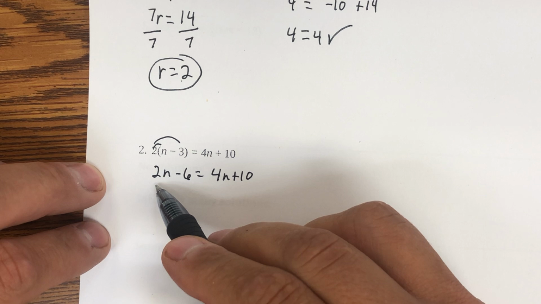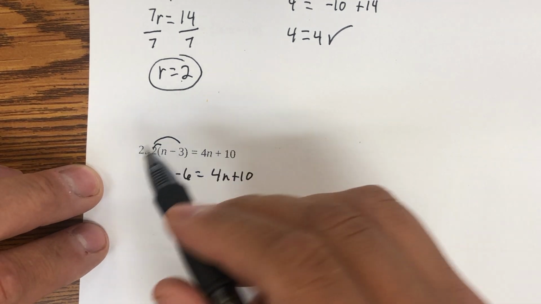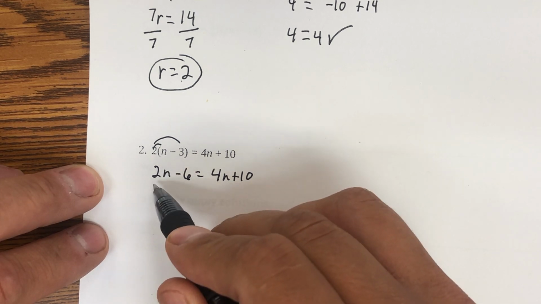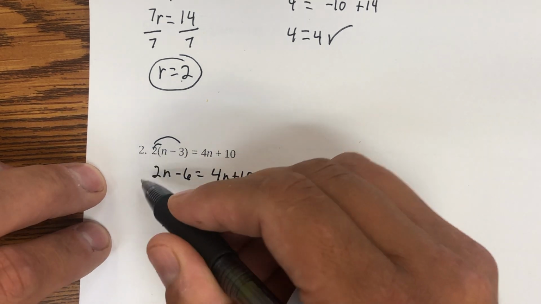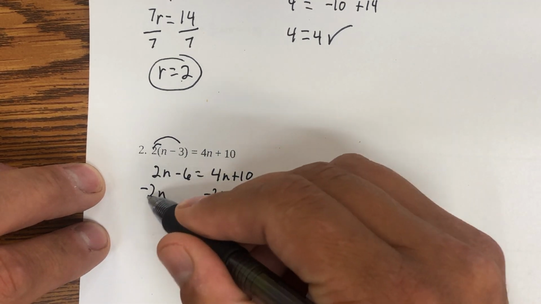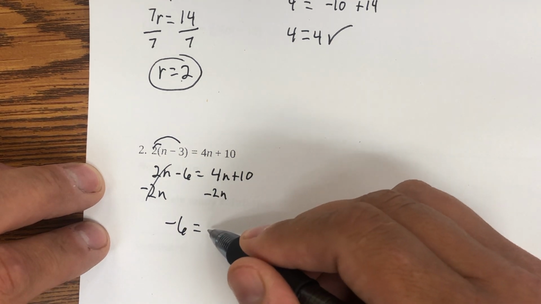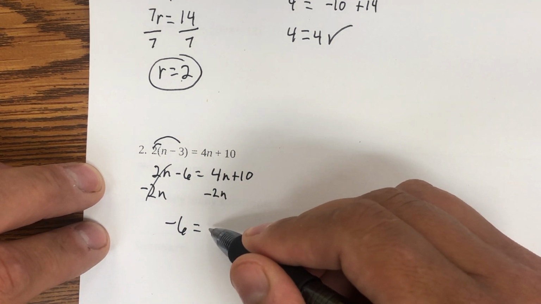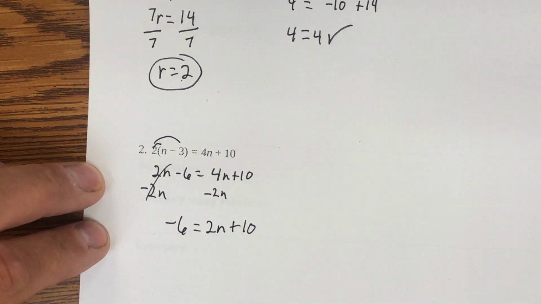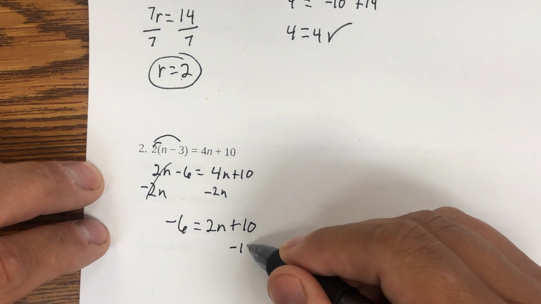Since it's a positive 2, to bring it over, to round it up, I can't just add it, because if I were to add it, 2 plus 2 is 4n. It wouldn't cancel over here. I have to use the inverse, so I'm going to subtract 2n from both sides. Cancels off. Negative 6 equals 4 minus 2 is positive 2n plus 10.